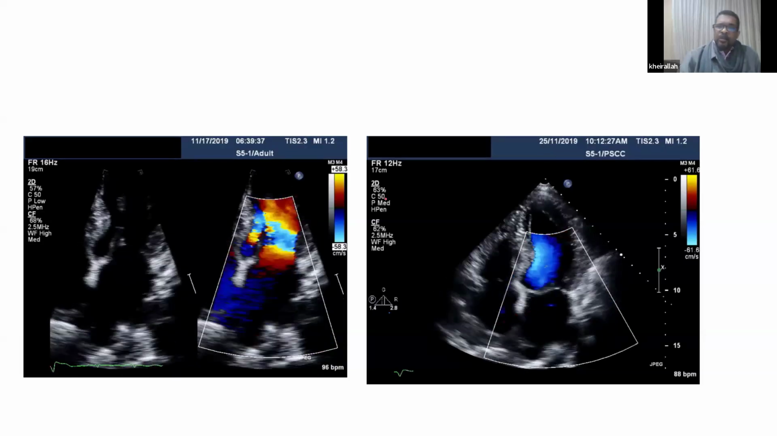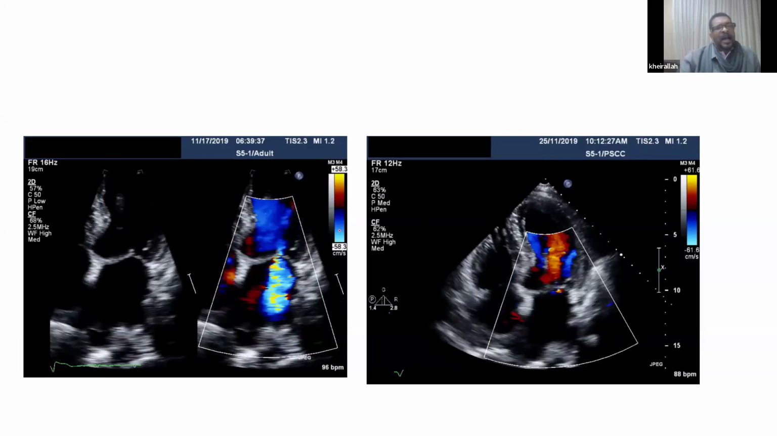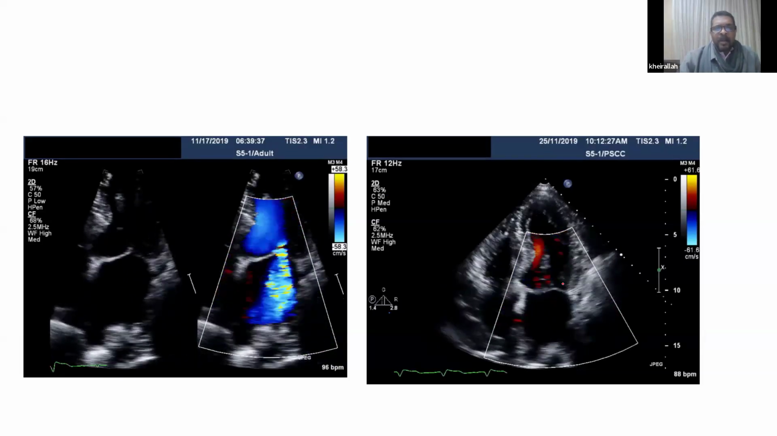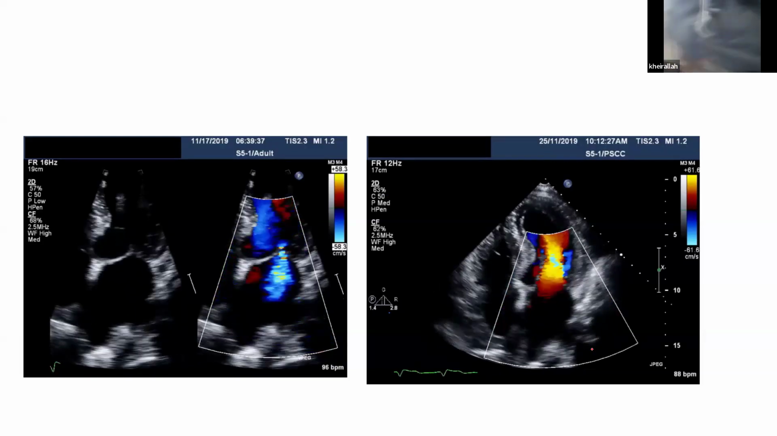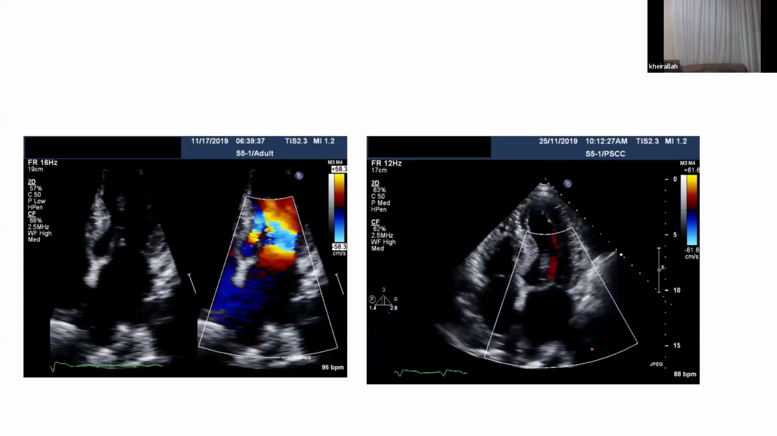So can you give me your guesses about what has been done to this patient to shift this MR from this magnitude to this magnitude? Can you? Just a moment.